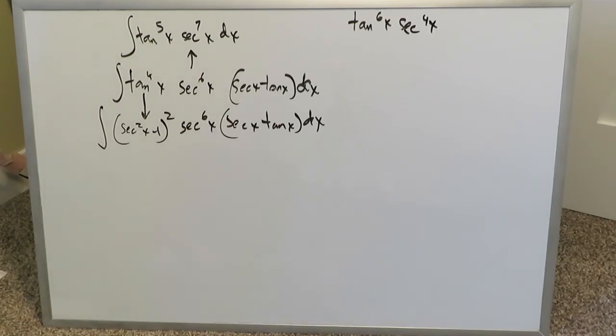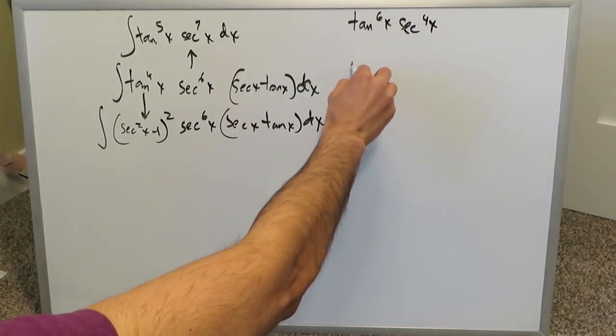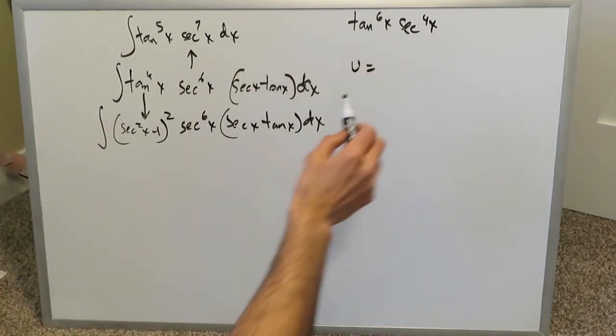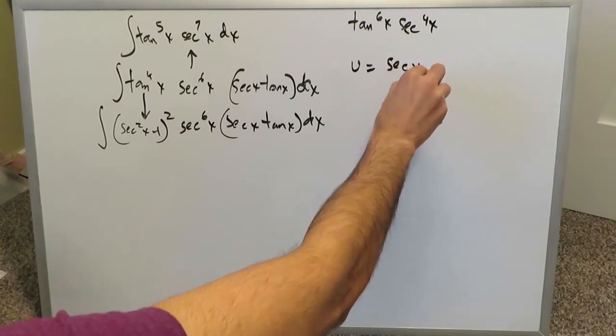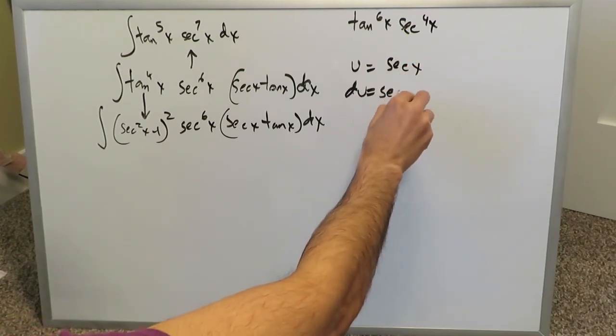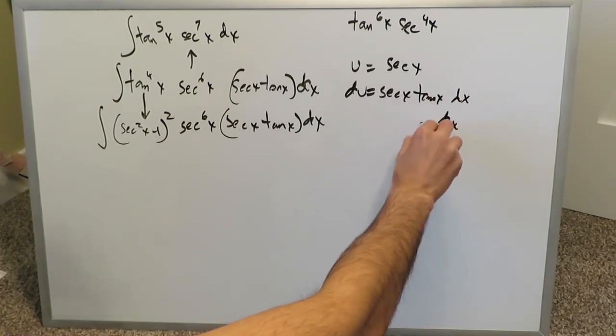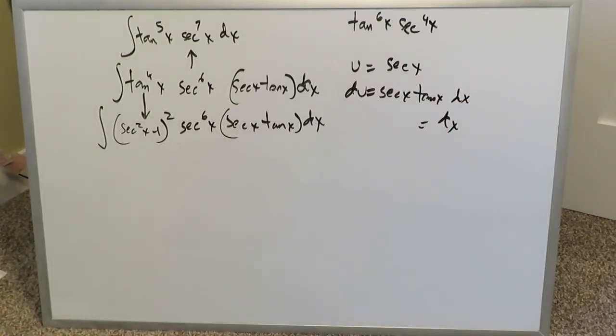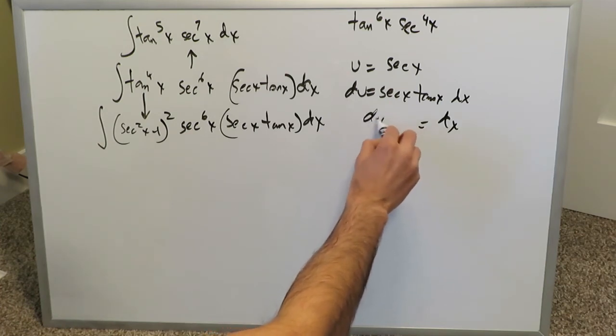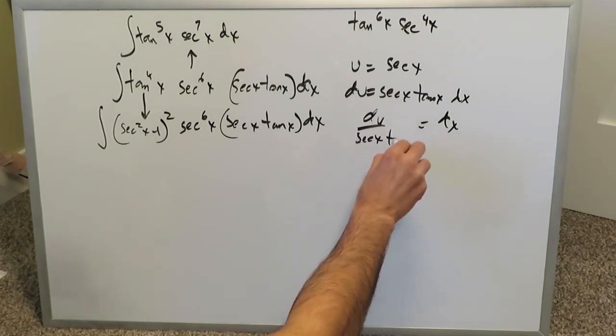Now all we have to do is just substitution. If u is equal to something, we'll come up with a good substitution. Let's do the substitution over here. If u is equal to secant x, then du must equal secant x tan x dx, and then, you know, polynomial substitution, dx is equal to, you take that derivative on the other side, you get du over secant x tan x.